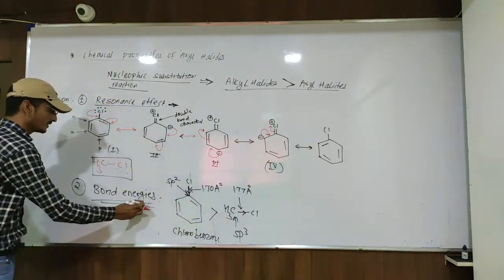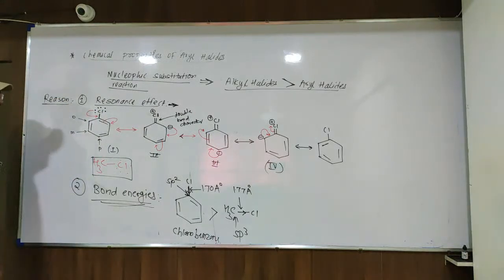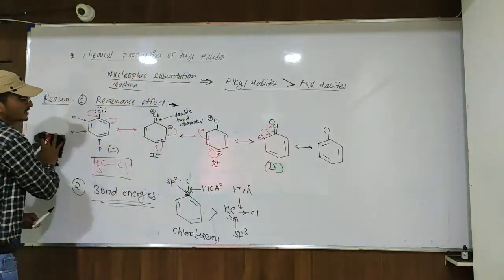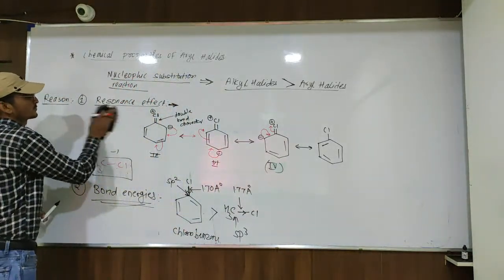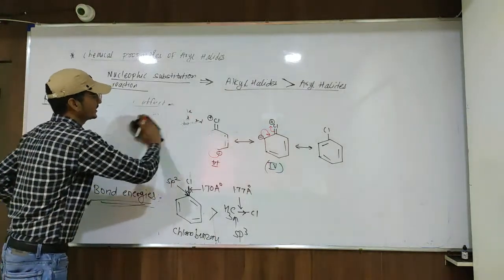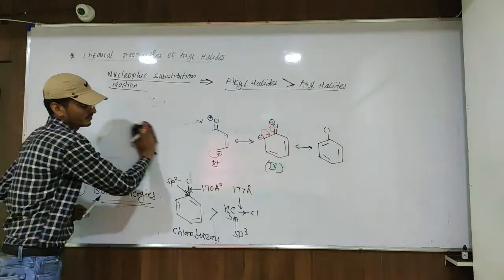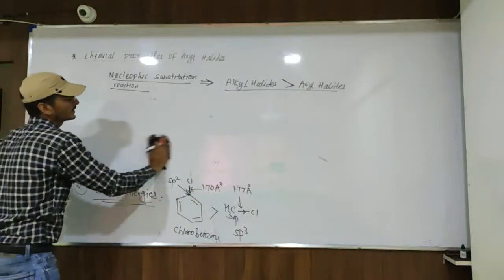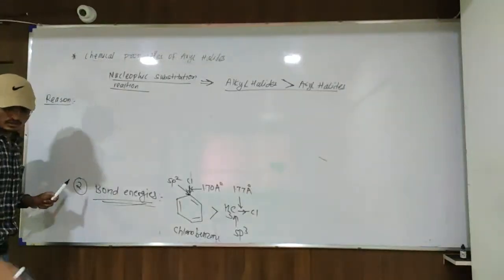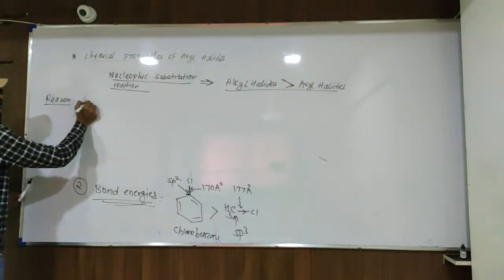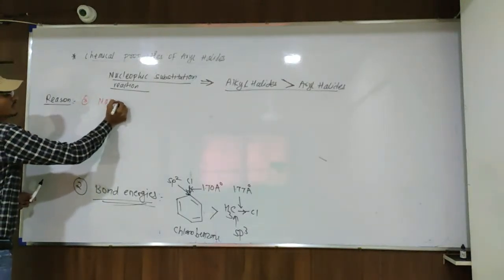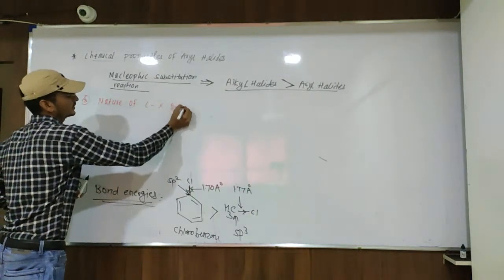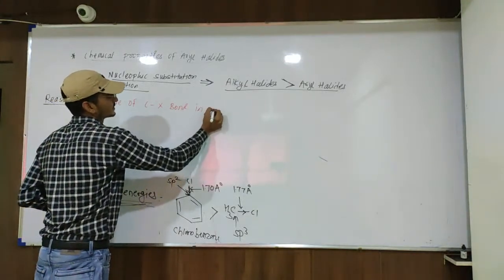So that is another reason, nothing but the bond energy. Now the third reason: why aryl halide shows less nucleophilic substitution reaction, or reacts less, compared to alkyl halides. The last reason is nothing but the nature of the C-X bond in aryl halides. You have already seen the nature of the C-X bond in alkyl halides. Similarly here, the third reason is the nature, or you can say the polarity, of the C-X bond in aryl halides.